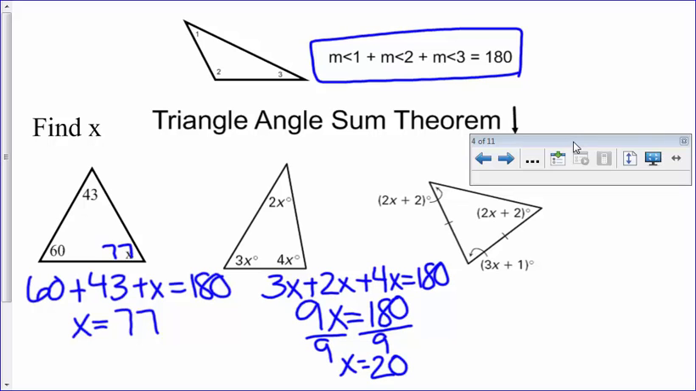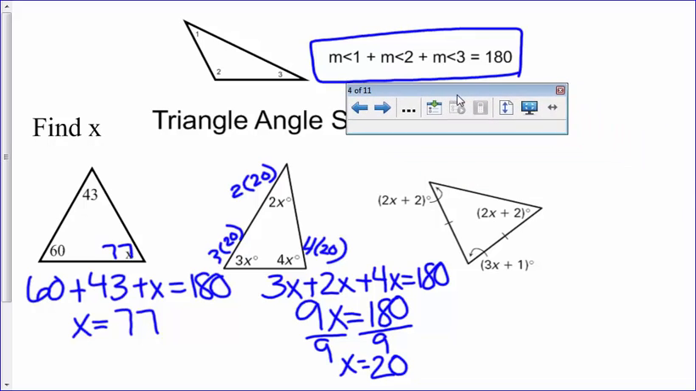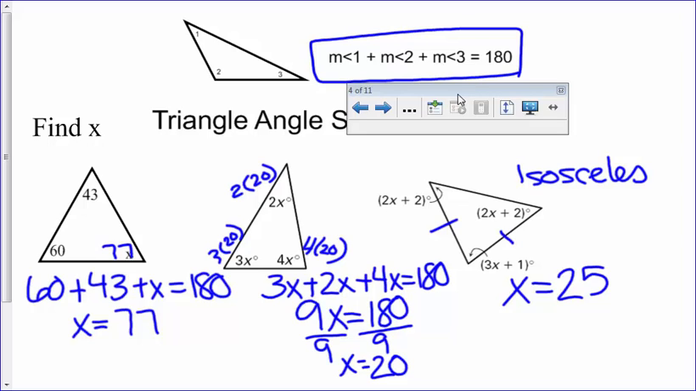If you wanted to plug these back in, you would do 2 times 20, 3 times 20, and 4 times 20 to get those angles. Okay, the last one just has more variables. It's going to be a longer Algebra 1 problem, so hopefully you can do this on your own. Go ahead and pause it, and then I'll show you the answer. All right, so hopefully after your algebra you got x equals 25. Take note that this type of triangle, with 2 equal sides, would be an isosceles triangle, just so you know if they ask you to classify it. Okay? So that's the triangle angle sum theorem. All interior angles equal 180.